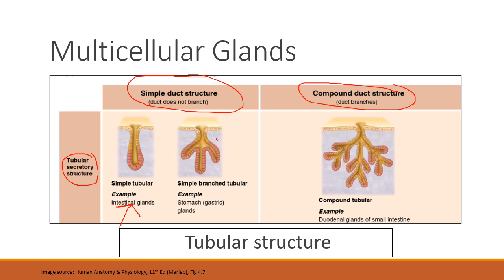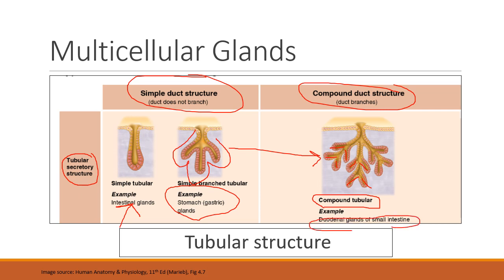You can have simple branch tubular, like that. So you can see the little branches, but they're relatively simple. And this could be in the stomach, your stomach glands, your gastric glands. Then you can have what's called compound tubular, where you see compared to this simple tubular compound, you have multiple little tubular structures coming out, branching, much more complex compared to the simple version. This would be in the glands of the small intestine, would look like that.